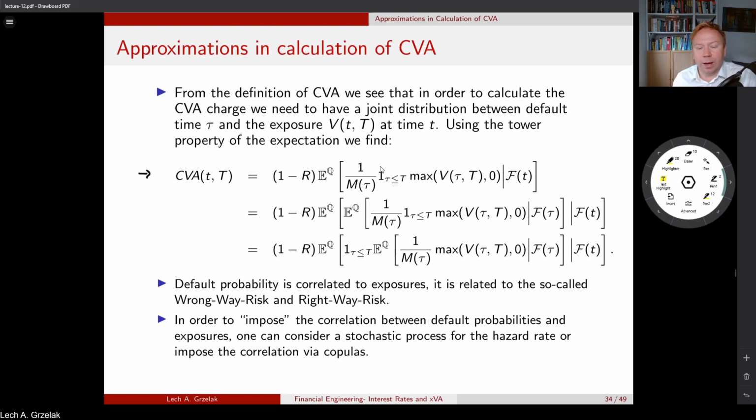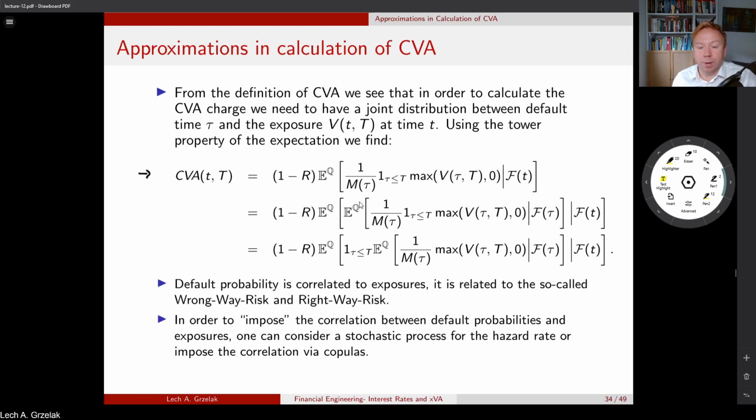And then we have an indicator. So this quantity will only take place if default happens before the final payments of our underlying swap or other contract. And then we have the maximum of this exposure of this contract at time tau. And then we have capital T, which is the end of the contract. What we can do is perform conditioning first on tau, conditioning on the time of default.